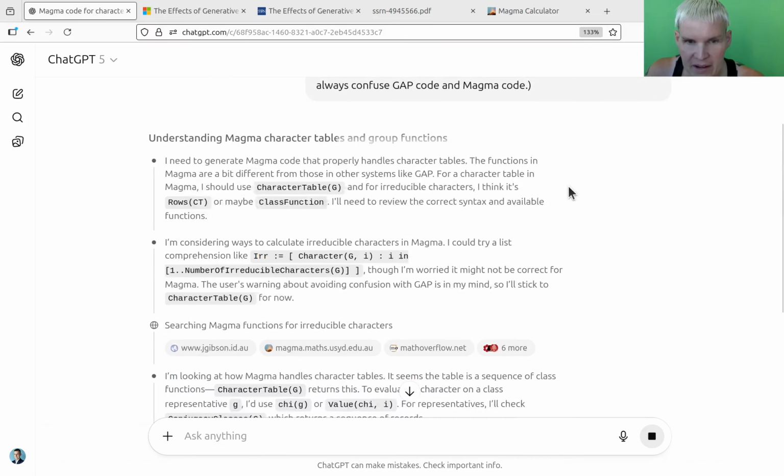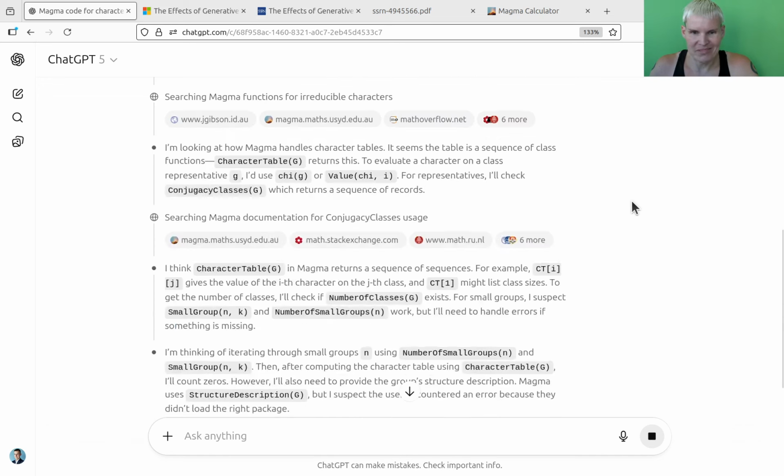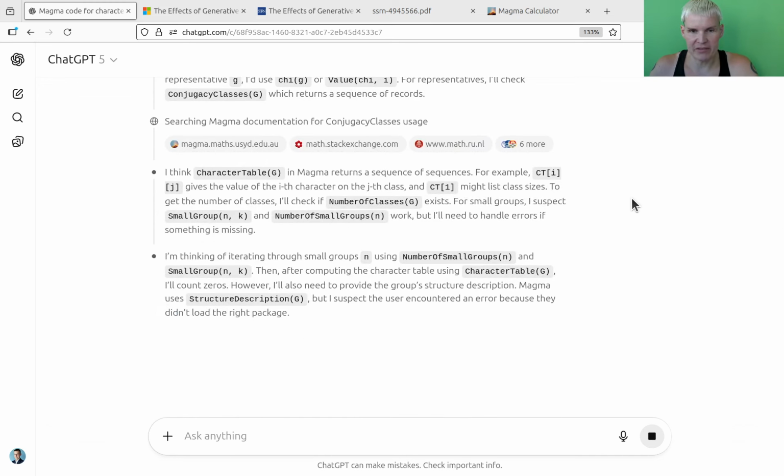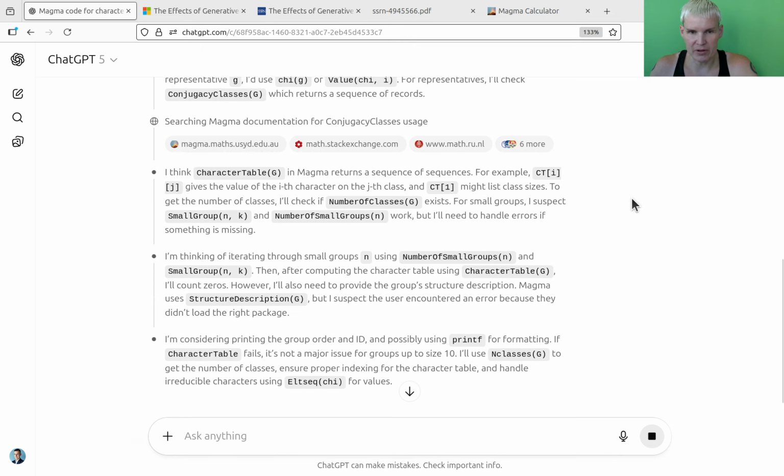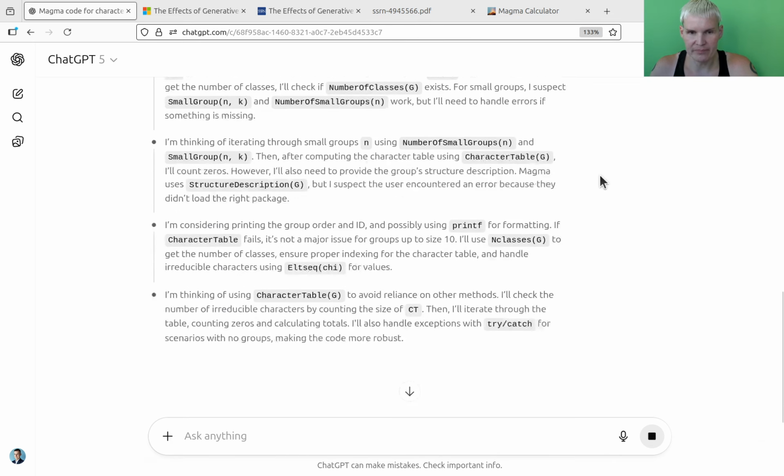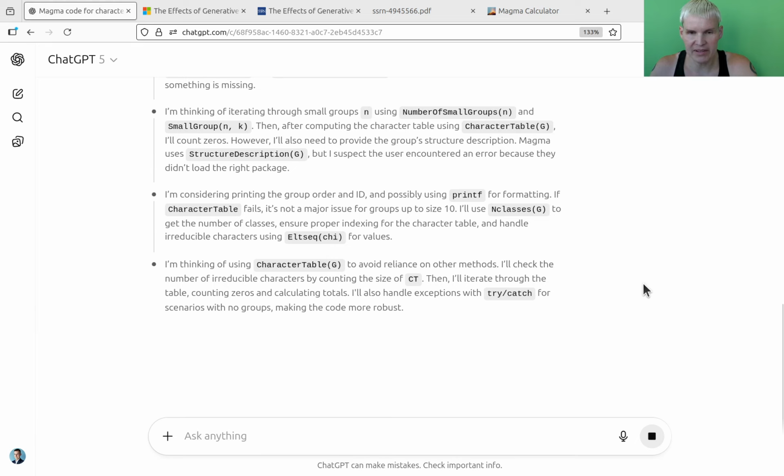So let's see how it actually does it. So yeah, with smaller languages, it really has the problem of confusing syntax from bigger languages, but it still should somewhat work. I'm considering something else. I'm thinking of using. You should use character table. Yes, please use character table.